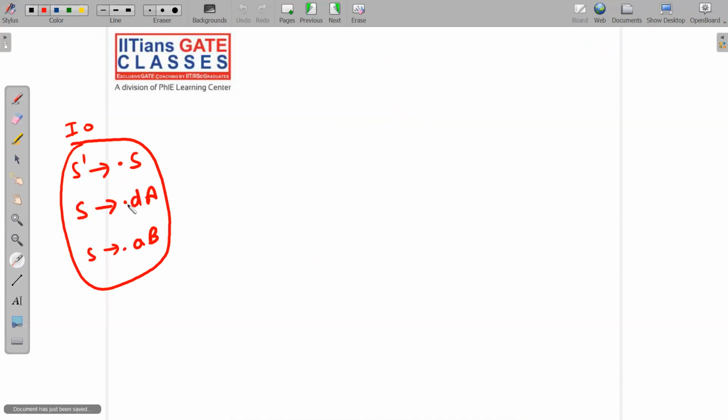I will not add the rest of the productions. Why? Because dot is present in beginning of D, so no production will start from small d because it is a terminal symbol. Same is the case here. No production will start with small a because a is terminal symbol. So I0 is completed.